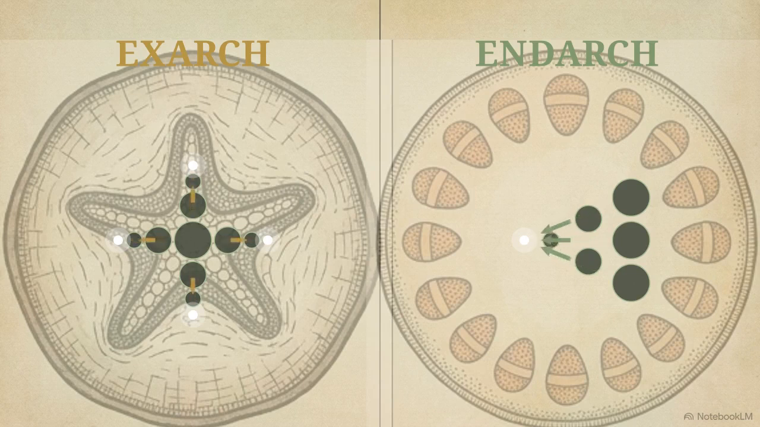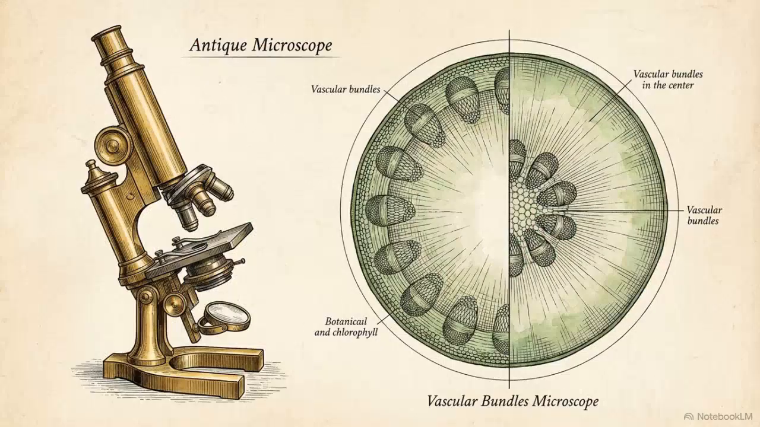In the stem on the right, the protoxylem develops inward toward the central pith. This is the endarch condition. This specific direction of xylem maturation, either exarch or endarch, is the definitive indicator of whether you are looking at a root or a stem.